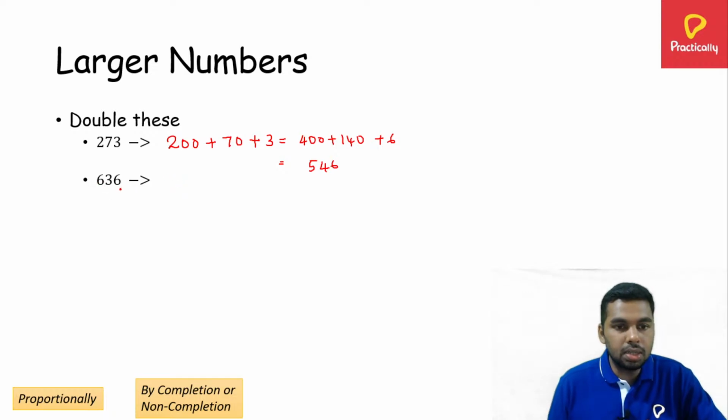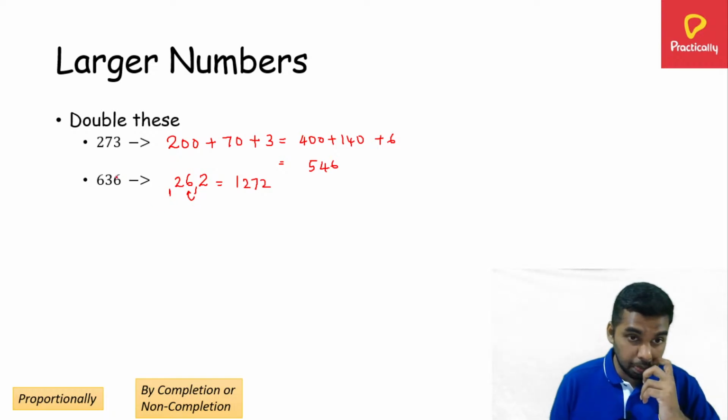So 636, we can do this digit by digit also. What is the double of 6? It is nothing but 12. I'll just write like this. Double of 3 is 6. Double of 6 is 12 again. Now for this answer, you can take one carry here. This is not a carry because this is the last digit. So the answer is 1272.